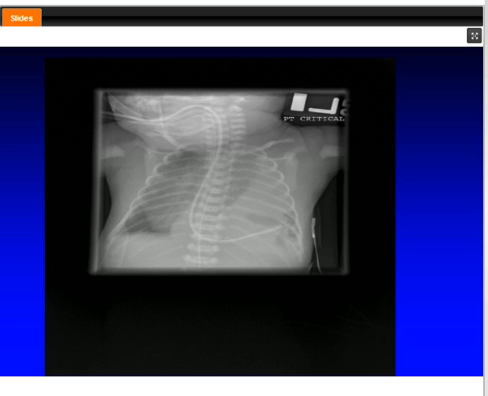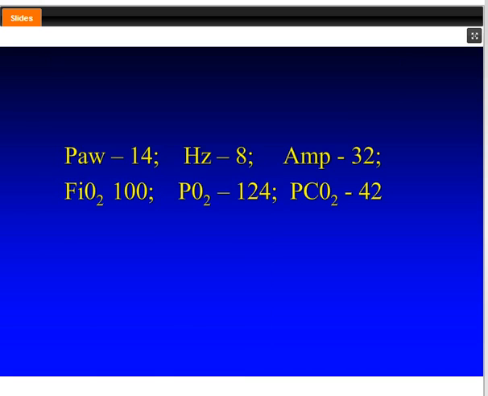You can see lung in the upper part. So this baby is perfectly inflated for a diaphragmatic hernia. Count the ribs, and you'll find the baby's probably 10, 10.5 ribs inflated. So the baby's on a mean airway pressure of 14, a Hertz of 8, an amplitude of 32, 100% oxygen with a PO2 of 124, and a CO2 of 42.